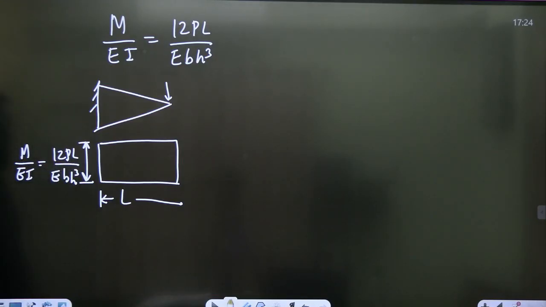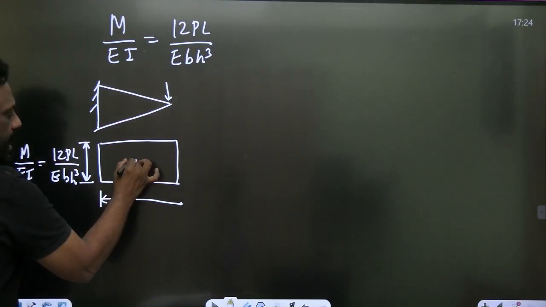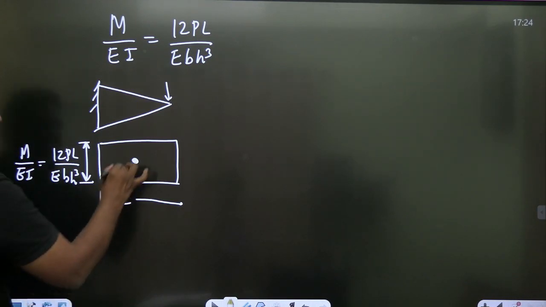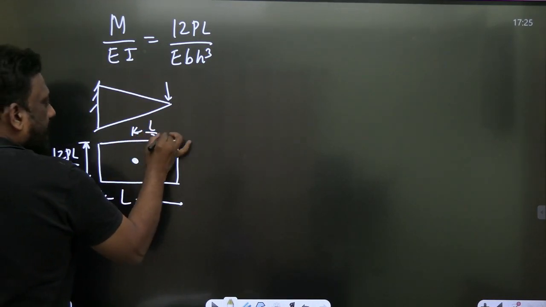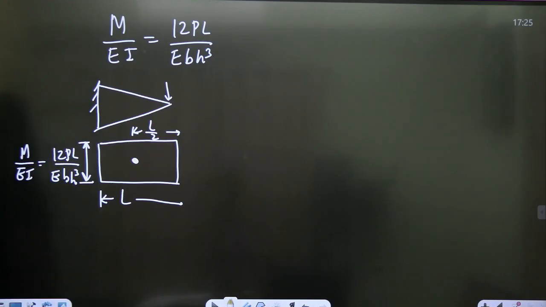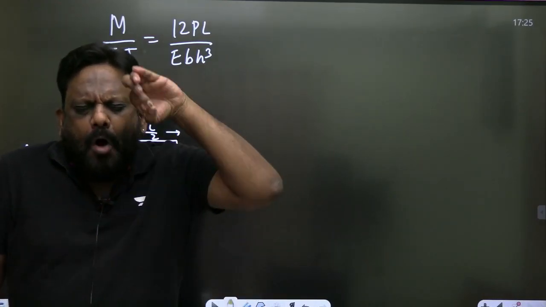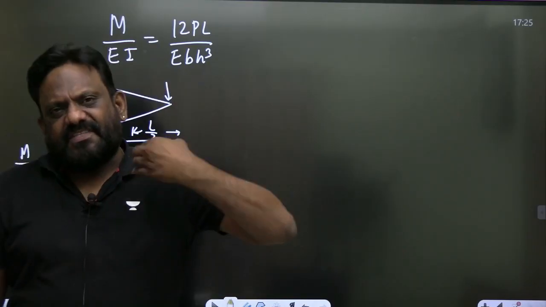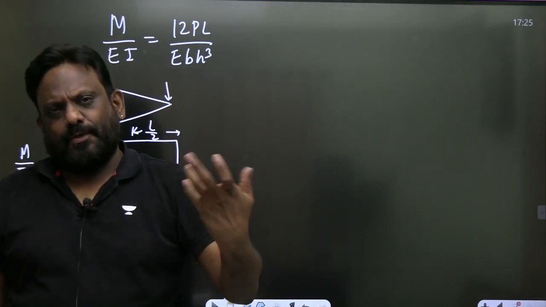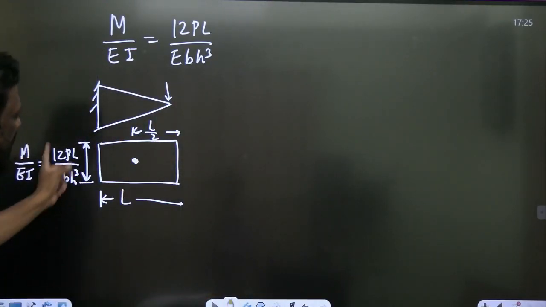मैं क्लास में बताया था. तो इसका सेंट्रॉइड कहाँ पे होगा? यहाँ पे होगा. And what is this distance, l by 2? And if you want the deflection, moment of the area of M by EI diagram, tangential deviation of A with respect to B. What is the physical meaning of tangential deviation of A with respect to B?